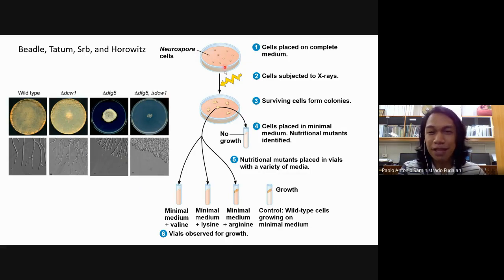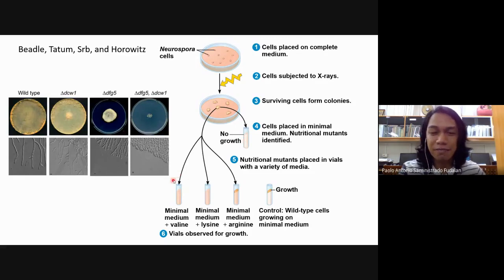So what they did is they grew Neurospora in a Petri plate, just like you see here, but then they exposed the cells to X-ray. So the X-ray caused mutations in the cell. Many of them did not survive the mutation. Many of them died, and Beadle, Tatum, Serb, and Horowitz only cultured those that survived. So what did they do? They cultured it first in minimal media, meaning the medium here doesn't have any nutrients, and the cells did not survive here.